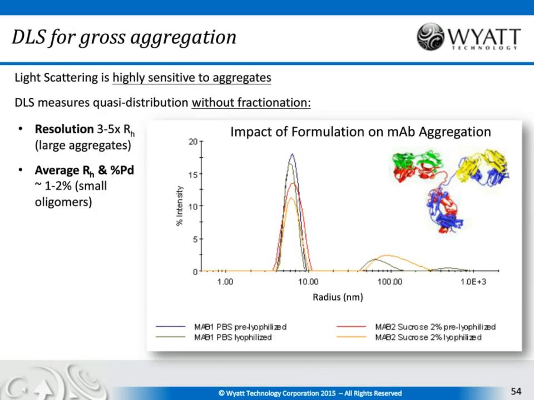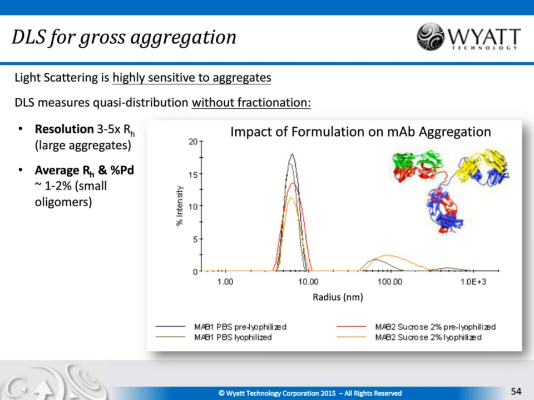Here's an example of looking at the impact of some different formulations and measuring the aggregation state before and after lyophilization. We can see both the very large aggregates that are formed up in the range of 100 nanometers, but you can also see these really small shifts in the primary peak, both in the width and in the average position. And those will give us a useful indication of aggregation, even if we don't know exactly how many dimers or how many trimers are formed. It's useful for a rough screening of what's going on.